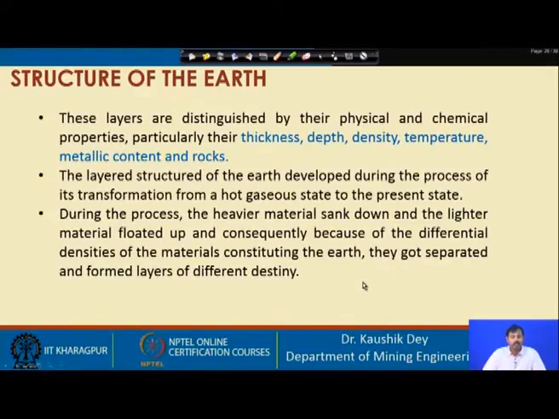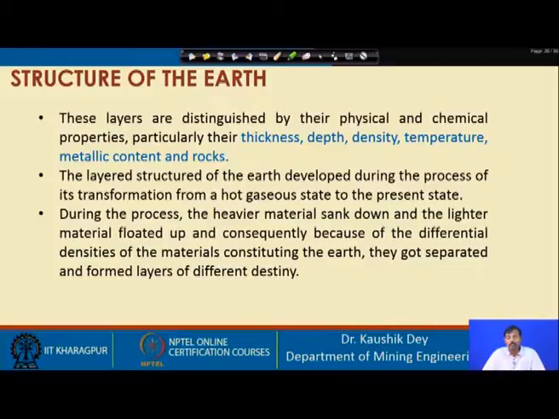And you can see these layers are distinguished by their physical and chemical properties, particularly the thicknesses, depth, density, temperature, metallic content and rocks. So, basically the layers existing in the earth crust are of different nature. The moment some earthquake occurs, the shock waves generated from the earthquake travel through these layers and we are getting some indicative knowledge for those layers.